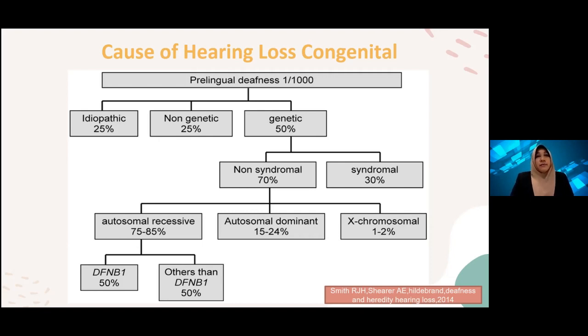Other causes of acute hearing loss include trauma, particularly temporal bone trauma. A fracture through the cochlea and vestibule can result in severe to profound sensorineural hearing loss.